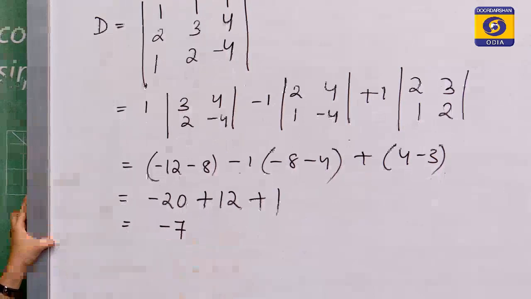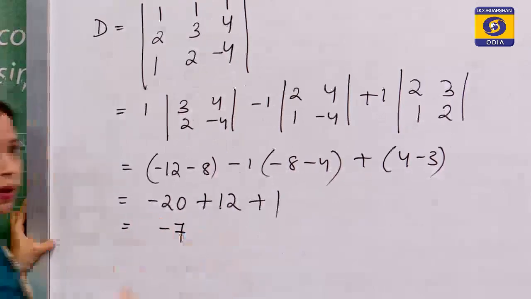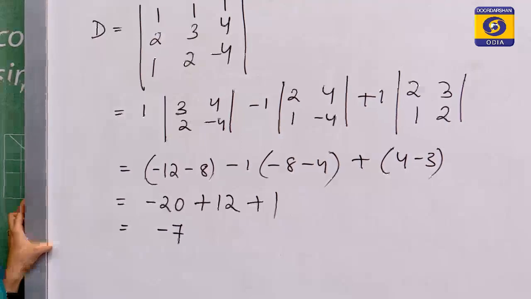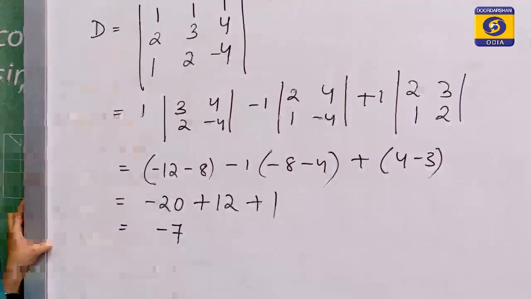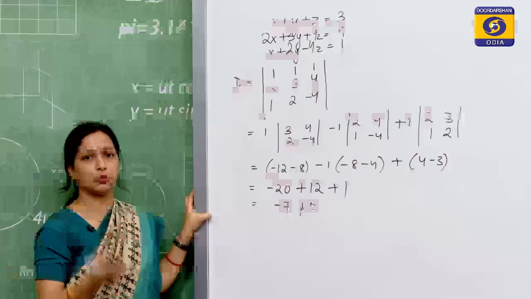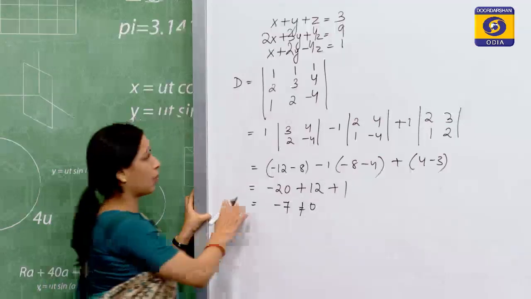minus 7, right. Now, we have to make sure that the determinant value is not equal to 0, then only we can use Cramer's rule. So, here we see that the determinant value is not equal to 0. So, that means we can use Cramer's rule here, right. Now, what is the next step?